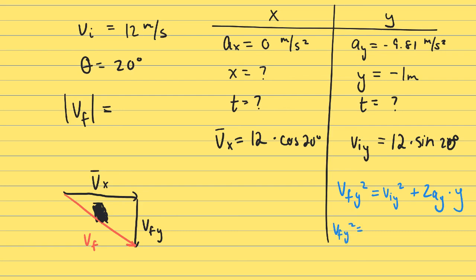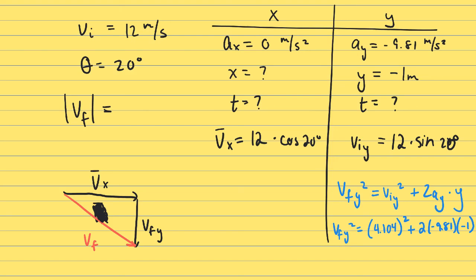So the initial velocity is 12 sine 20, right? What does that give me as a decimal with maybe 2 spots? What's 12 times the sine of 20 become? It's 4.1046. I'm going to leave them all there just for the sake of rounding. Plus 2 times negative 9.81 times negative 1. So this will give me the final velocity of the object in the y direction.